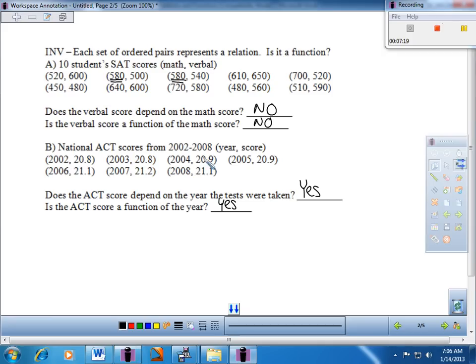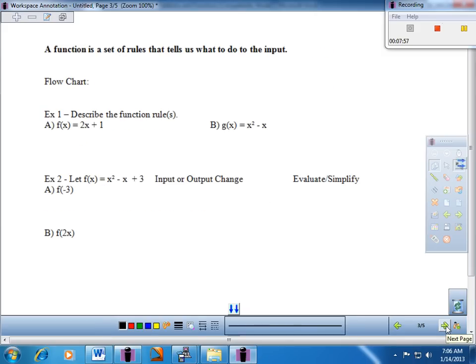All right, very good. So let's move on to the next description, my next board here. I put this little sentence here in bold, and I would argue it's probably the most important sentence of the entire semester. If we can really understand this piece, then it allows us to do a lot of things with functions that might not happen if we don't truly understand what's going on here. So let me read it, and then we'll draw it out and do some examples to back it up. A function is a set of rules that tells us what to do to the input.